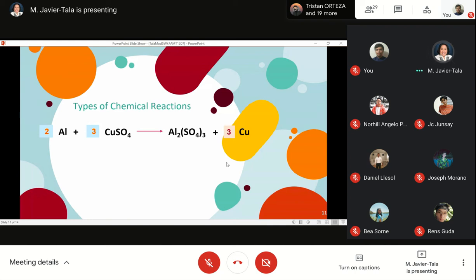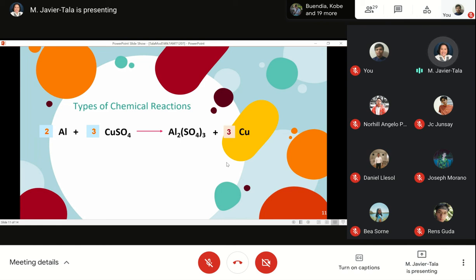Then for the third type of chemical reaction, our equation that we have balanced a while ago, 2 moles of aluminum and 3 moles of copper 2 sulfate, yields aluminum sulfate and 3 moles of copper. So please observe here, class, that on the reactant side you have one element and one compound. Then on your product side, you also have one compound and one element.